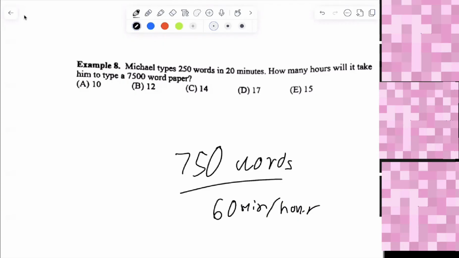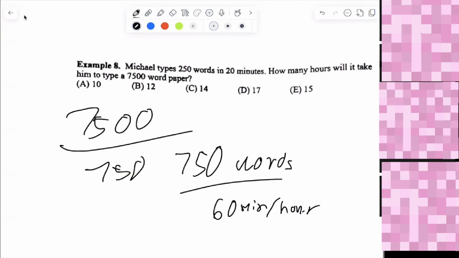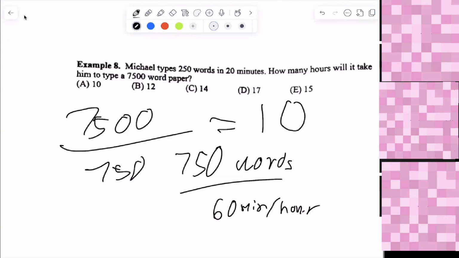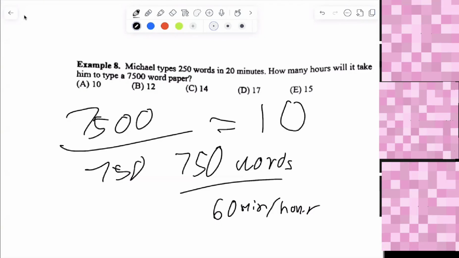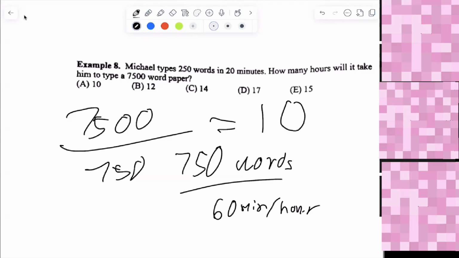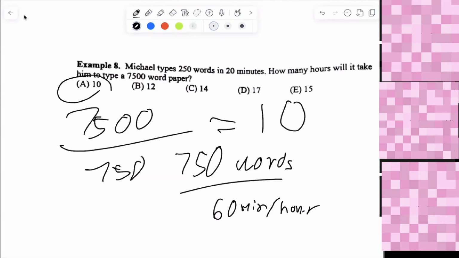Now, 750 words, we want a 7,500 word paper. So you get 7,500 divided by 750, or 10 hours worth of typing in order to get this 7,500 word paper. Since we want to type in total 7,500 words, you can only type 750 words per hour. That would be 7,500 divided by 750, or 10 hours that are taken for him to type. Right? So the answer to this question is just A.